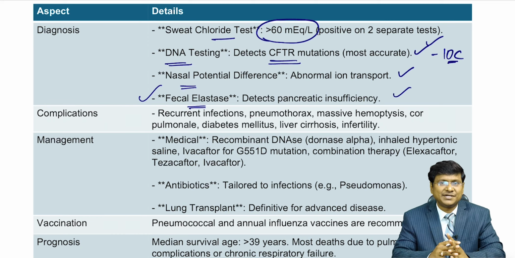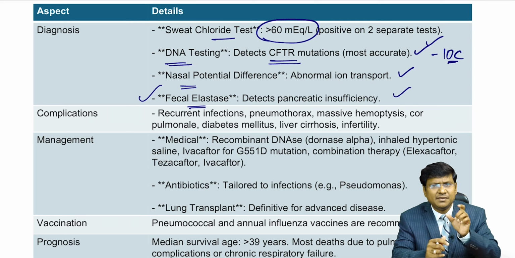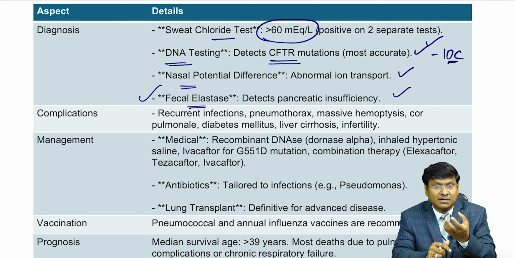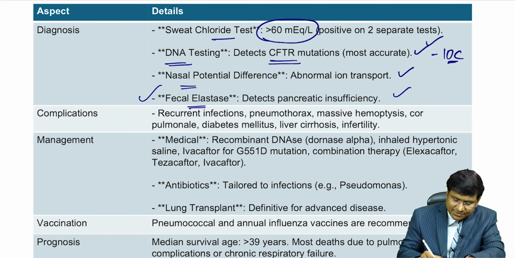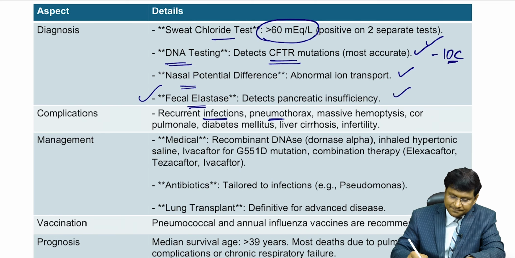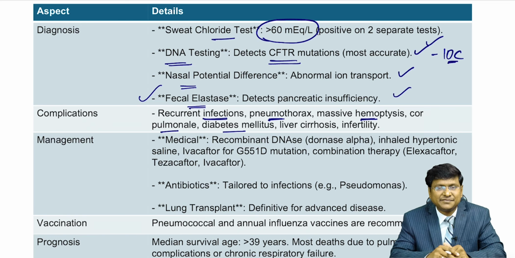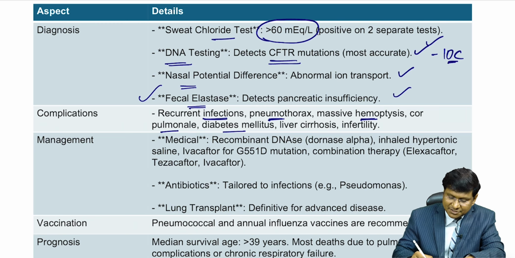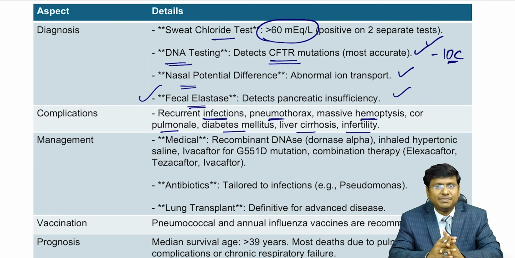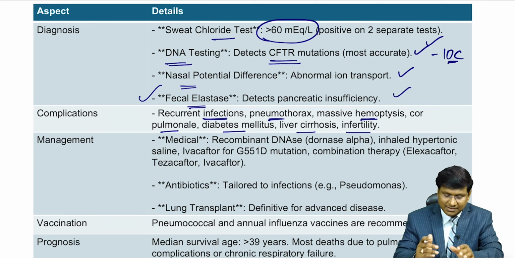Then what are the complications that you come across in patients with cystic fibrosis? Because the mucus secretions have become very thick, this mucus will act as the seat and source of infection, and these individuals will develop recurrent infections. Followed by that, there will be development of pneumothorax. There can be massive hemoptysis. Another important complication is that pancreatic insufficiency will result in the development of diabetes mellitus, and there will be liver cirrhosis as well as infertility. So these are the complications that you come across in patients with cystic fibrosis.